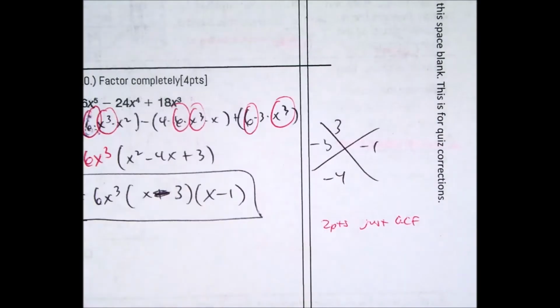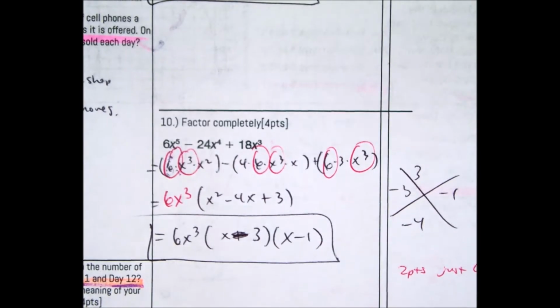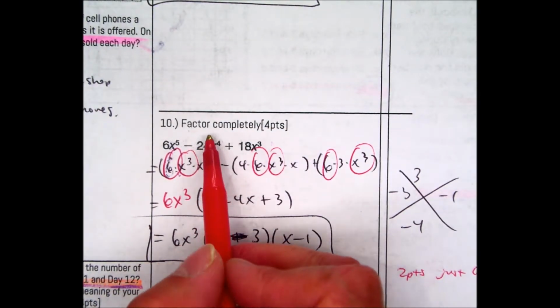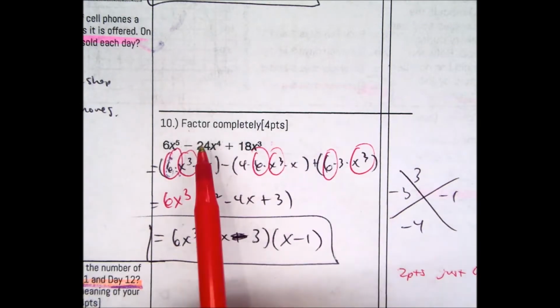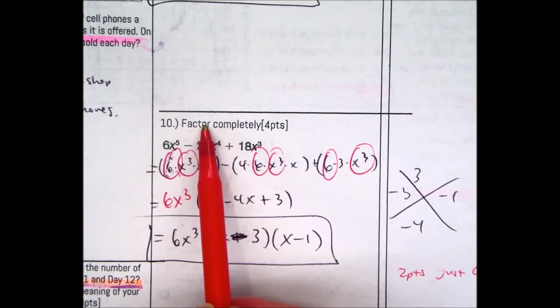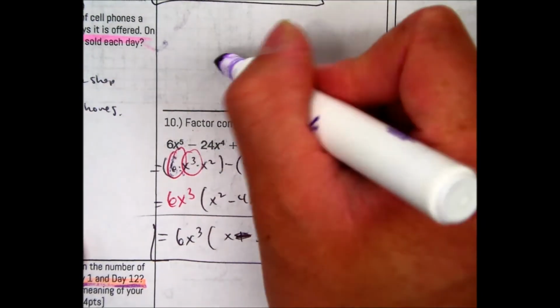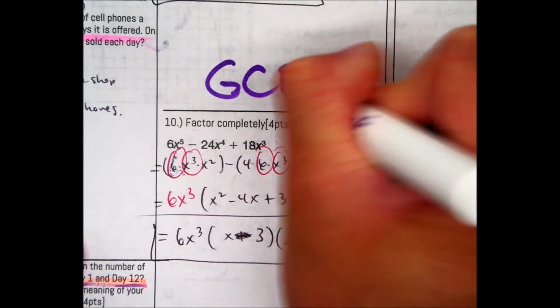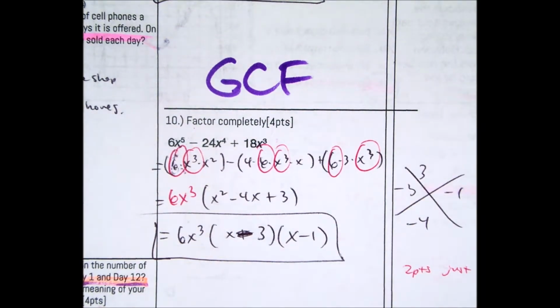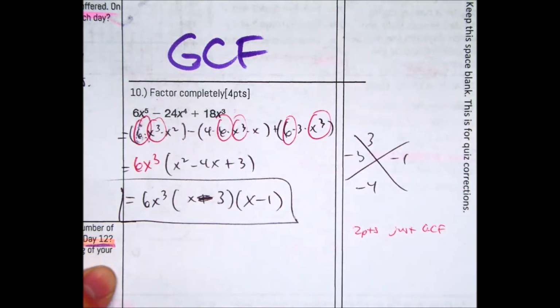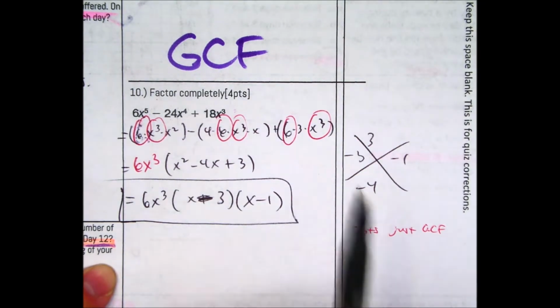Question number 10. It says factor completely. So again, notice how they're not telling you factor by grouping, factor by chunking. It's not telling you that. You need to identify. Well, the very first thing you should always look for is what, class? Class, what does that stand for? You have to look for it. Why? It makes the problem simpler. That's what it does. Well, everybody wants things that are easier, right?